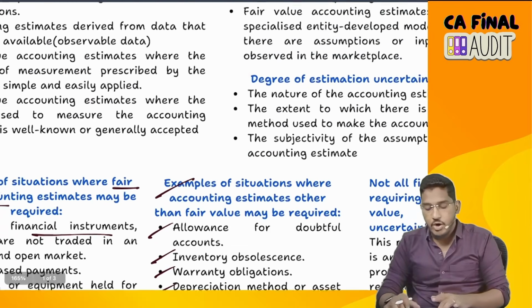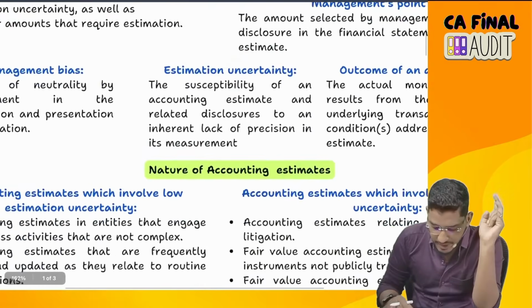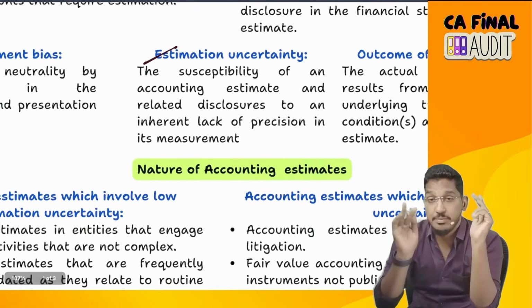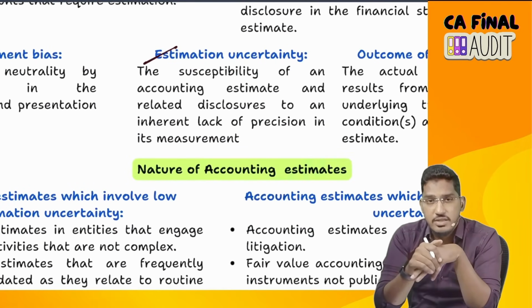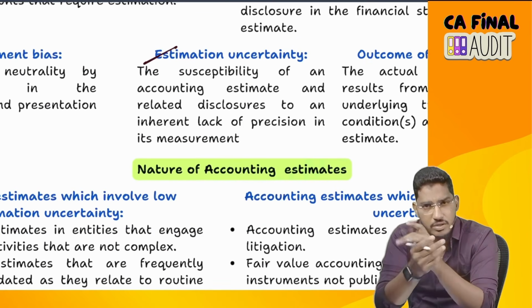So like this, we can broadly divide accounting estimates into two categories. Now comes the next definition, which is very, very important from the standard, which is estimation uncertainty. Sir, what is estimation uncertainty? The chance that an accounting estimate can be wrong. That chance will always be there, or not?